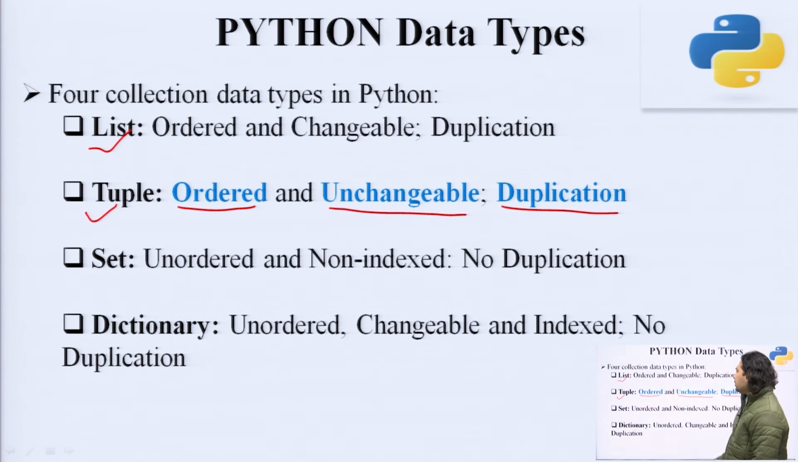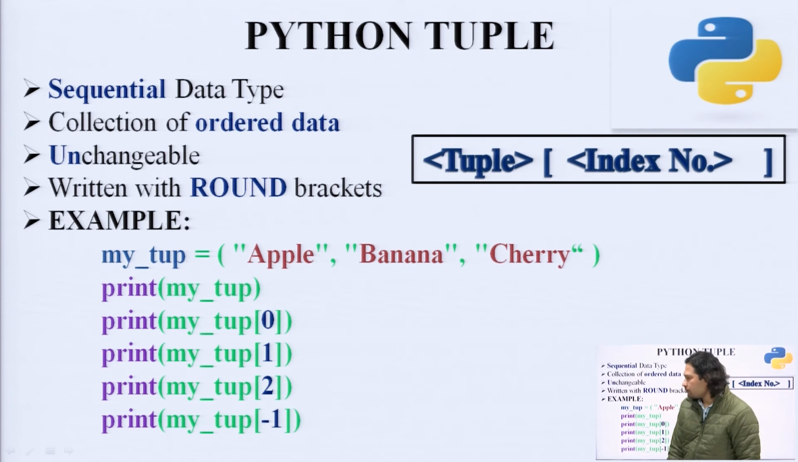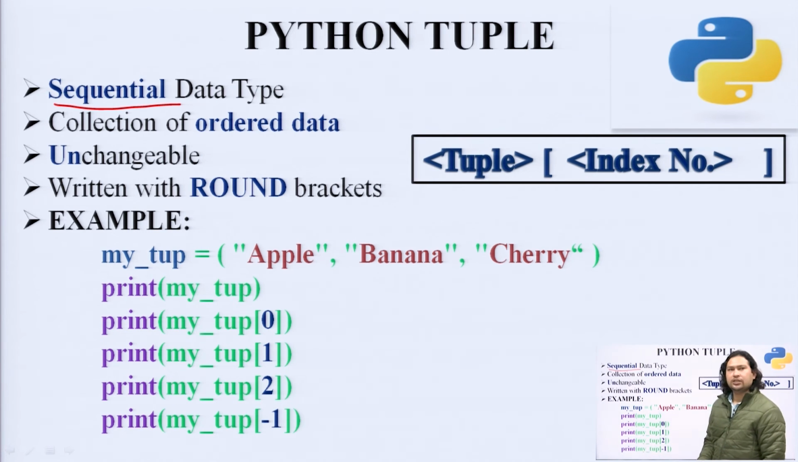Now, here you need to understand that list and tuple both are sequential data types. The very first point about the tuple data type is that both are sequential data types, and in sequential data types again the indexing principle is valid.